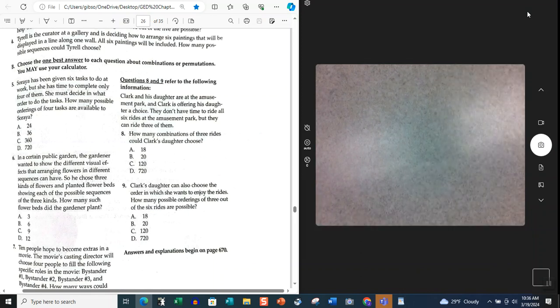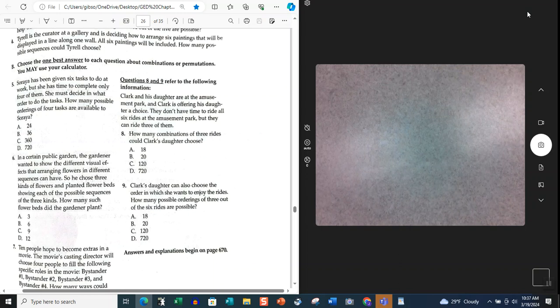Problem 6, it says in a certain public garden, the gardener wanted to show the different visual effects that arranging flowers in different sequences can have. So he chose 3 kinds of flowers and planted flower beds showing each of the possible sequences of the 3 kinds. How many such flower beds did the gardener plant?